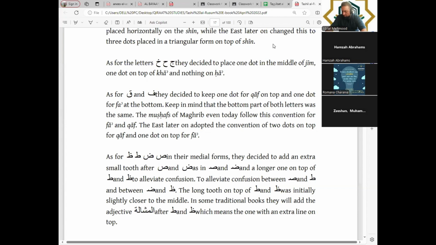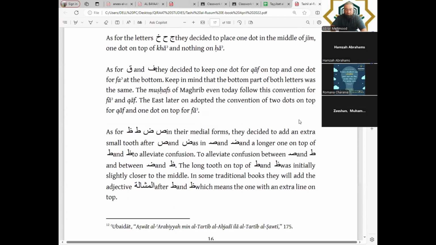As for Sad, Dad, Ta, and Za, in their medial forms, they decided to add an extra small tooth after Dad and Sad, and a longer one on top of Za and Ta, to alleviate confusion.